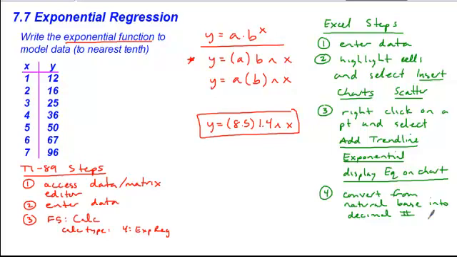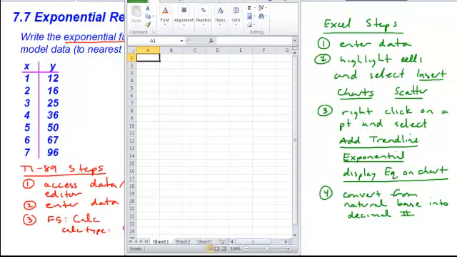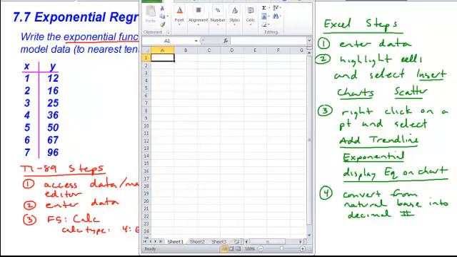All right, so let's take a look at how this would work. If I open up an Excel spreadsheet here, the first step is to enter my data. Like I said, entering data in Excel is much easier. 1, 2, 3, 4, 5, 6, 7, and then my other pieces, 96, 67, 50, 36, 25, 16, and 12. So once I enter all my data, I'm going to go to the next step.